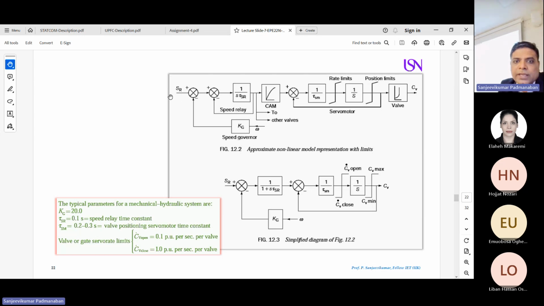So you have an input SR, which is calculated from your speed. We already saw this in your previous slides. Please have a look. The feedback is taken from the speed, and there is a speed governor, which is a gain constant. Then it is given here, so you find the error. The error is compared with the feedback from your speed relay. So this is a loop, 1 divided by S, which is the integrator. We put an integrator here. So we got an input, then we find the integral.